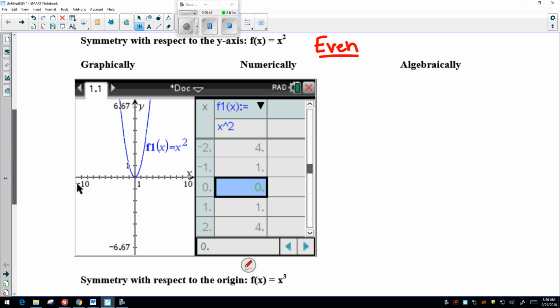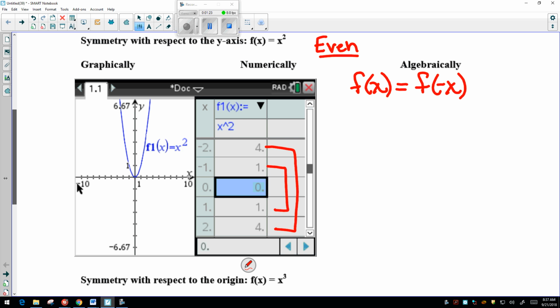So if it's an even function, again, graphically I see it's symmetric to the y-axis. If I look at the table to prove numerically, I can see that pattern, that symmetry pattern. And then algebraically, what we want to show is that if I have the function f of x, this will be equal to f of negative x. So in other words, I plug in a negative x, I simplify the function, and it's equal to the original function.